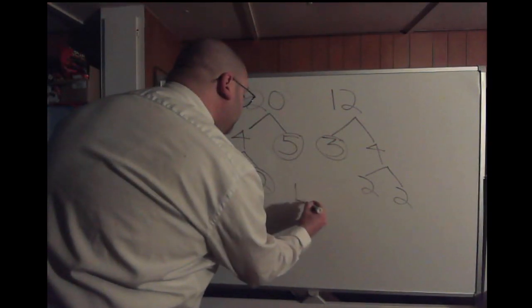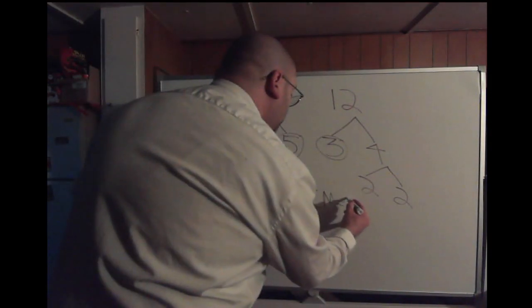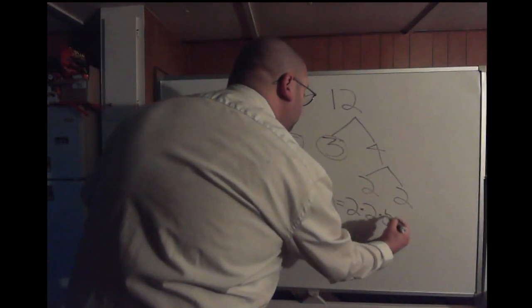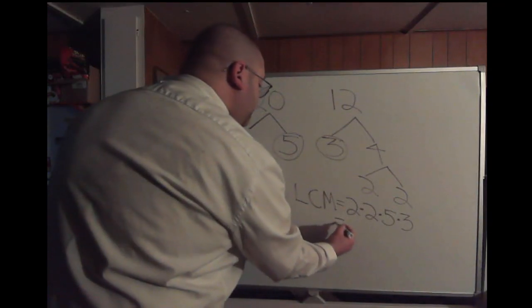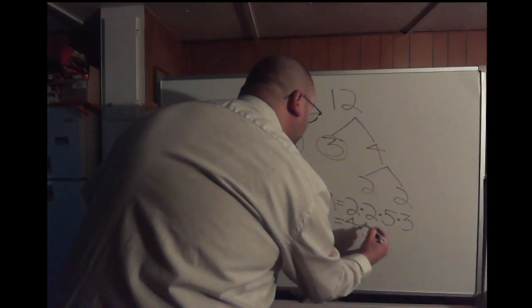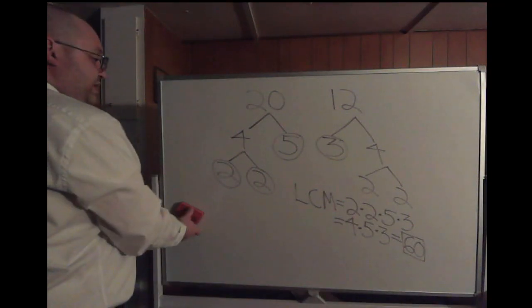So, your least common multiple is going to be 2 times 2 times 5 times 3, which, 2 times 2 is 4. You'll have 4 times 5 times 3. 4 times 5 is 20, times 3 is 60. So the least common multiple of 12 and 20 would turn out to be 60. That's what you would get, is 60.